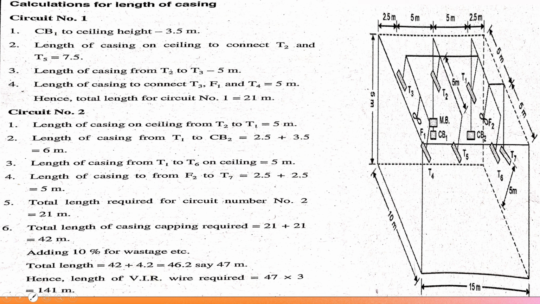Hence length of VIR wire required is equal to 47 into 3 is equal to 141 meters. Now we have multiplied by 3 here because we need phase, neutral and earthing wire. So that's why we multiplied by 3 here.